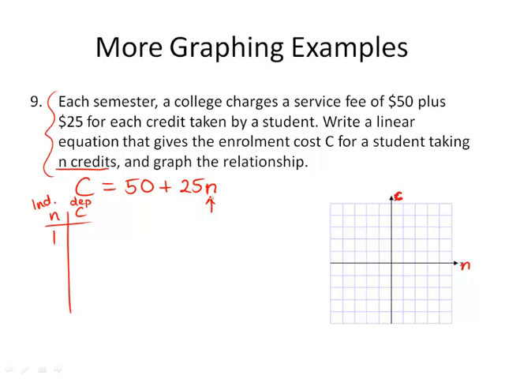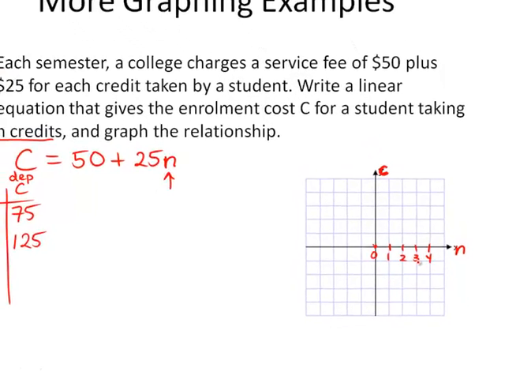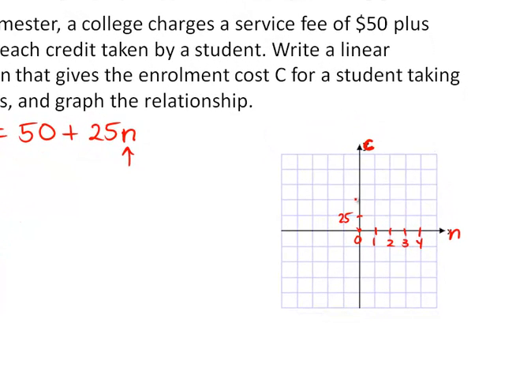Okay, so if you were taking 1 credit, you'd pay $50 plus the $25 for 1 credit, which would be $75. If you were taking 3 credits, you'd have 3 times 25, which is 75, plus 50, which is 125. So now you'll notice your scale probably skips by 25s. So let's make our scale go, for number of credits, we just want 0, 1, 2, 3, 4, etc. And for our cost, we probably want it to skip by 25s or even 50s, but let's just do 25s here.